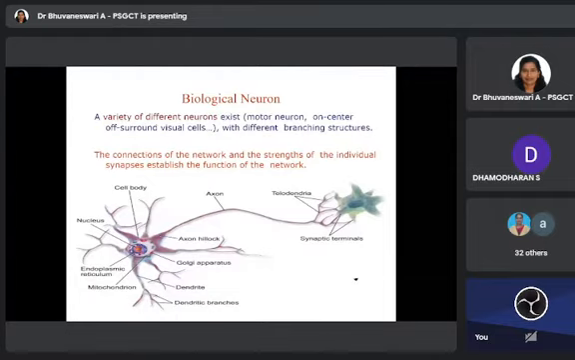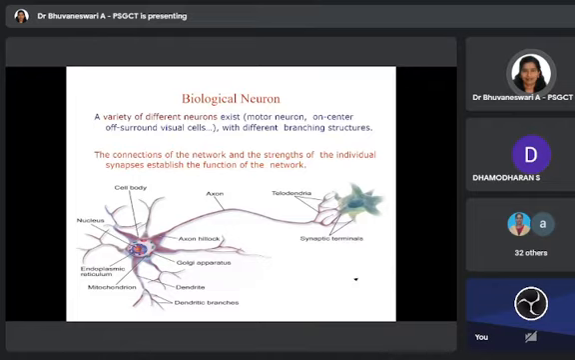So at the end of each analysis, or when you are going in for establishing the function of a network, then it's the strength of the individual synapses that will support this. Okay, so this is the basic neuron structure.